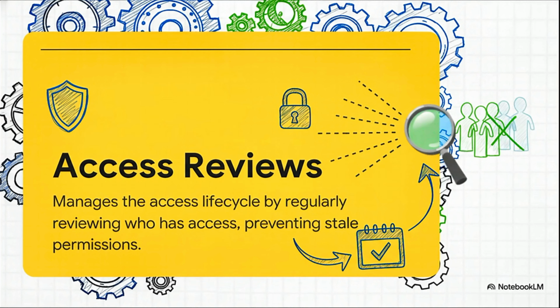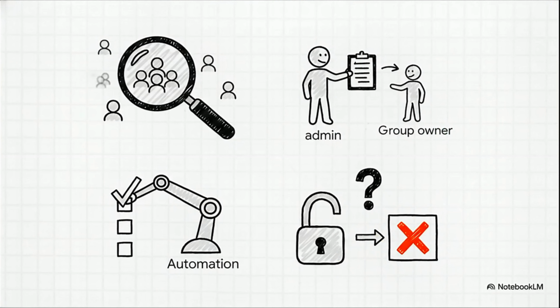Access reviews basically act as your scheduled cleanup crew. You can set them up to periodically ask a really simple but critical question: does this person still need access to this thing? The key is to make these reviews smart. First, you've got to scope them intelligently. Don't try to review everything all at once. Pick a high-risk area, like guest users.